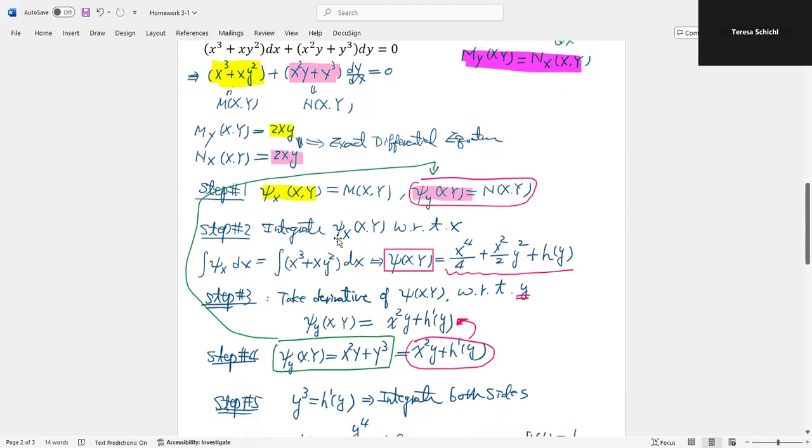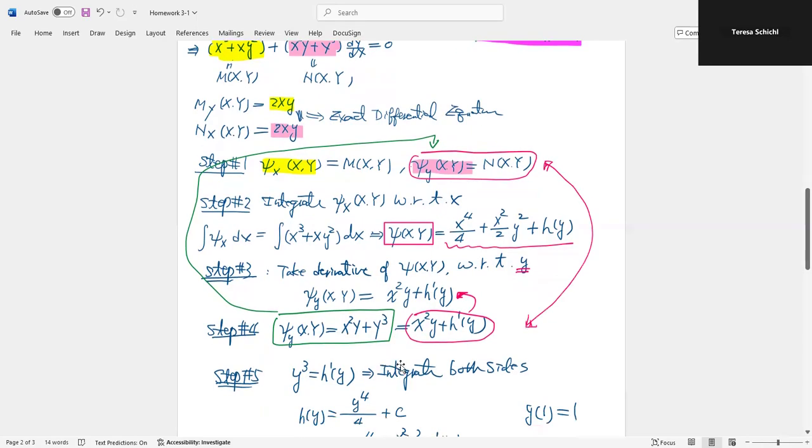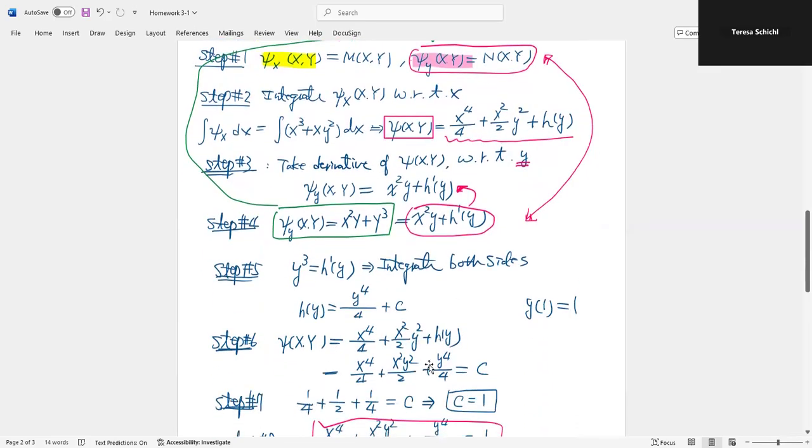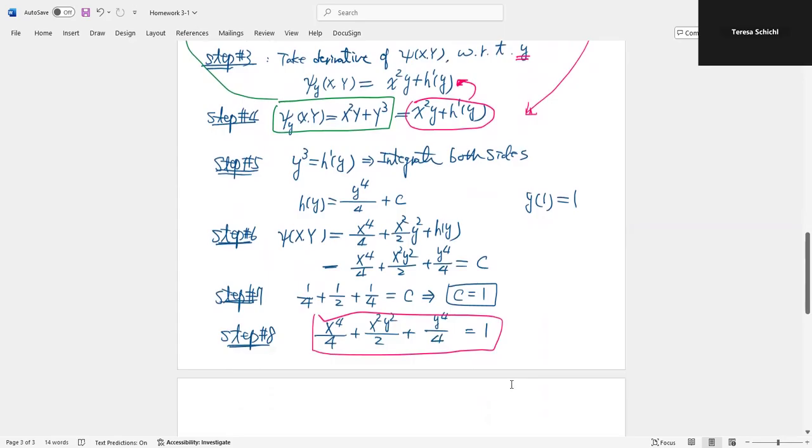Then we start with the first one, so integrate with respect to x. When you integrate, you will get an expression plus h(y). Then after you integrate, you take the derivative with respect to y, which will give you x squared y plus h prime of y. Then you set these two equal because they are both the partial derivative of Φ(x,y) with respect to y. Then you can say h prime of y equals y cubed. Then h(y) equals y to the fourth over 4 plus c. All right, so that's it.